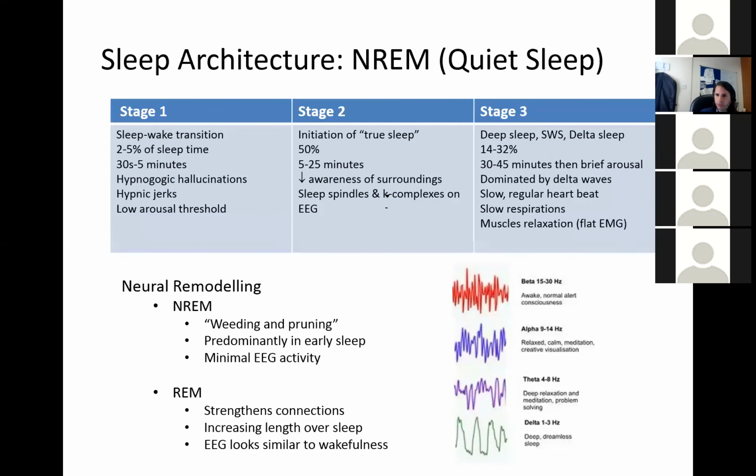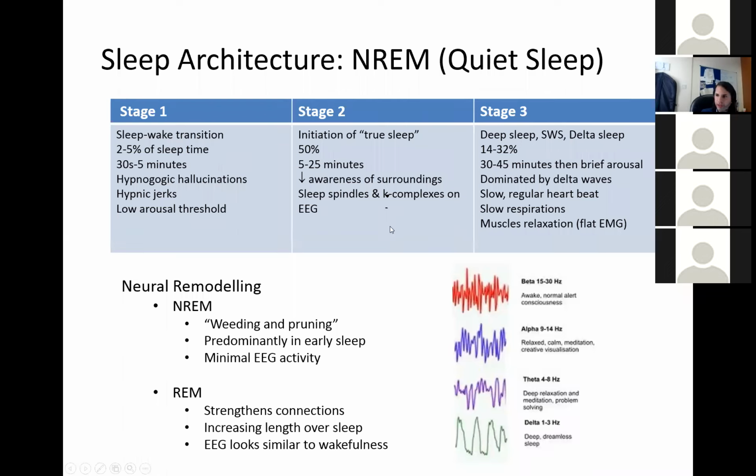And this just summarizes what I've just said. So stage 1 is sleep-wake transition. And this is when you get the jerks that you sometimes experience and hypnagogic hallucinations. And as I said, you can have a very low arousal threshold in stage 1. In stage 2, this is when you're initiating your true sleep. You're less aware of your surroundings, and you see these sleep spindles and K complexes on the EEG.